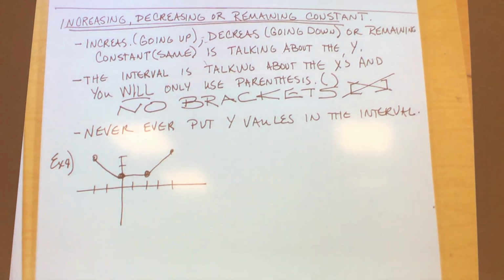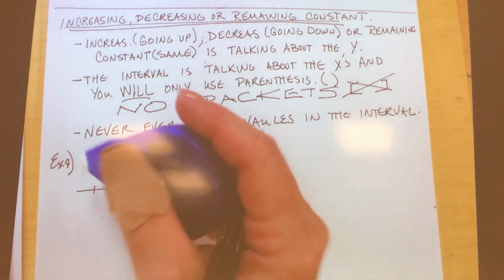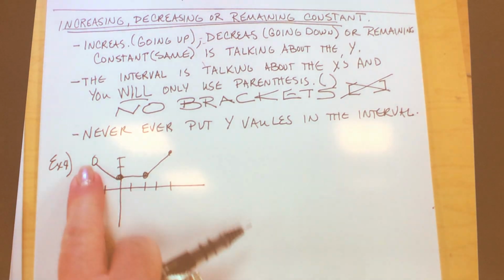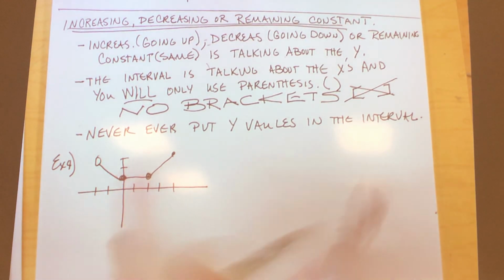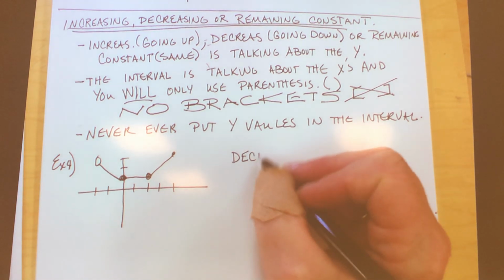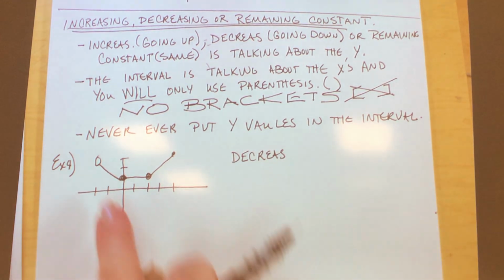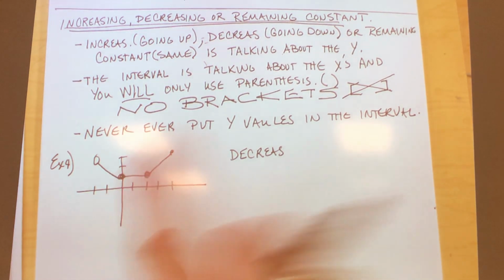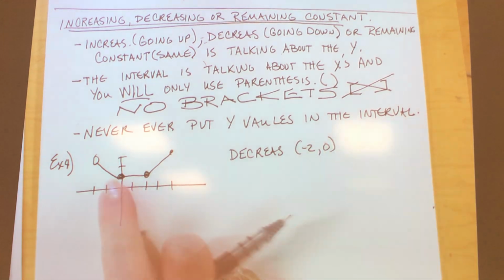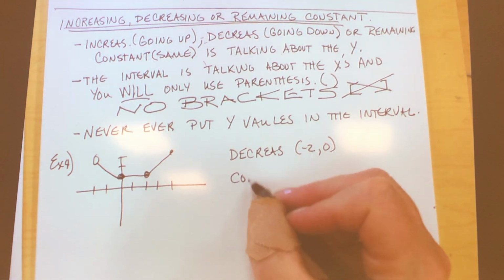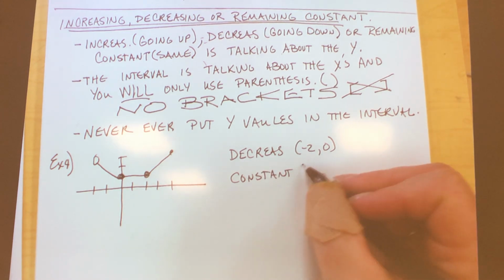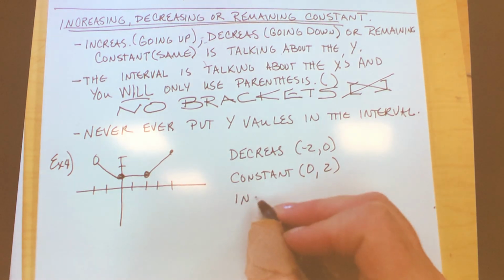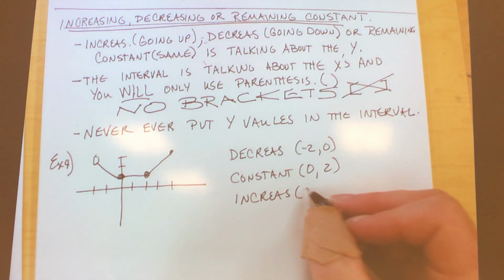Here's my picture. This is an open circle, guys, right here, just so you know. So what is my line doing first? Going down. So what would that be called? Decreasing. On which interval? From -2 to 0. And then what's he doing? Constant. What's my interval? 0 to 2. Then what's he doing? Increasing, from 2 to 4.